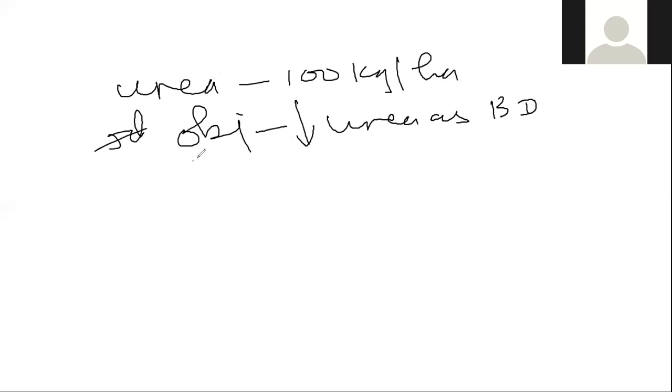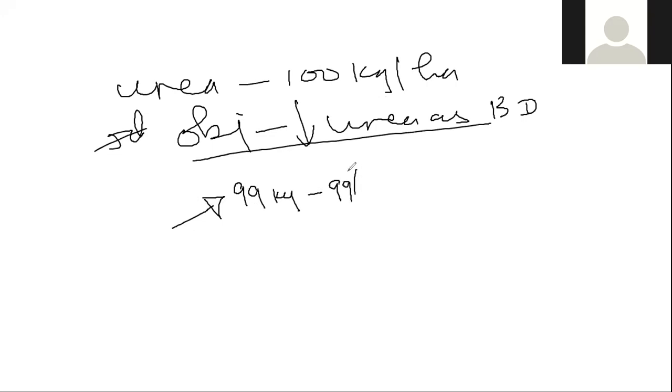So how am I going to reduce the urea? Let's say I'm going to reduce by 1 kilogram per hectare. So that means the first treatment is you are applying 99 kilogram per hectare. This is treatment 1: you are applying only 99% of the total urea that is practiced.